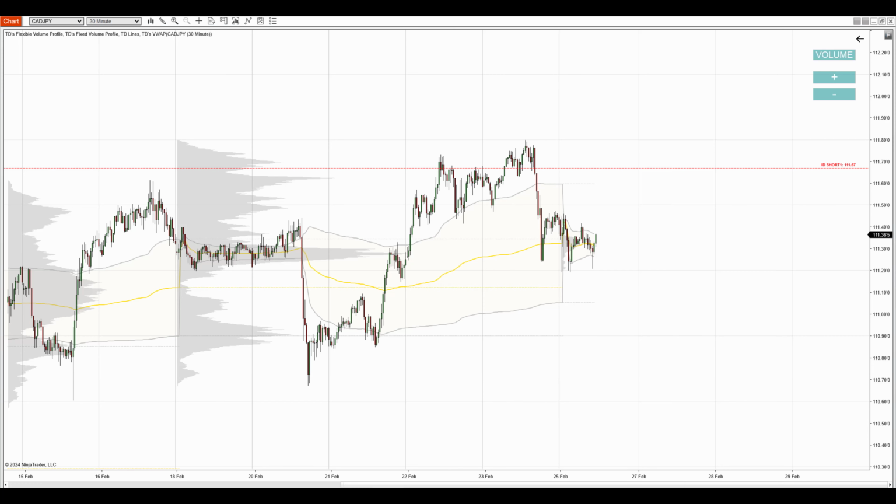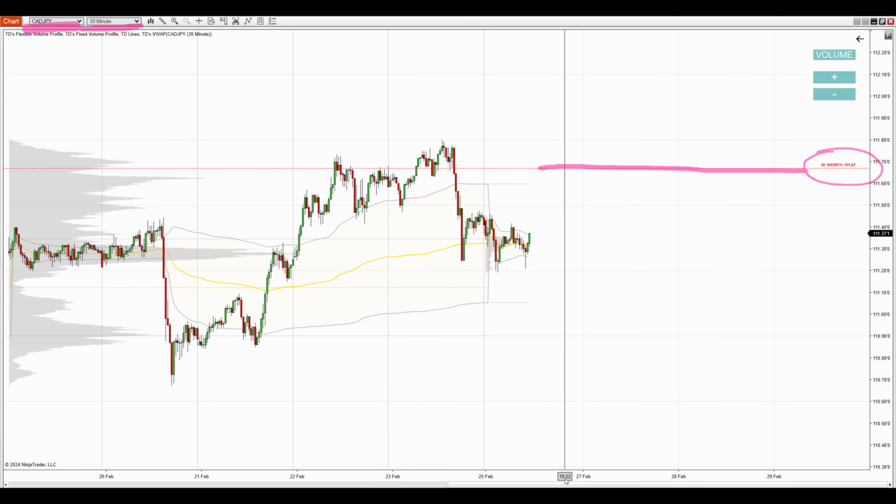So the first thing that I'd like to talk about is Canadian dollar, Japanese yen. You're looking at 30-minute time frame of the Canadian dollar, Japanese yen. This is NinjaTrader 8 platform and my custom-made volume profile and VWAP indicators, which you see on the chart. And the level that I would like to talk about is this one. It is a resistance at 111.67. It is based on a volume profile setup, which is the volume accumulation setup.